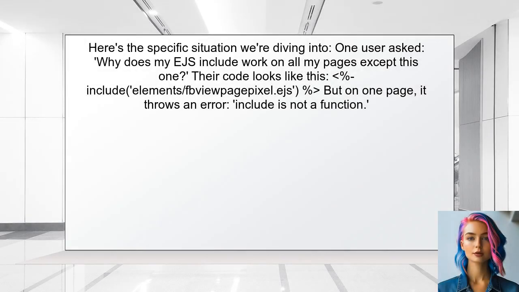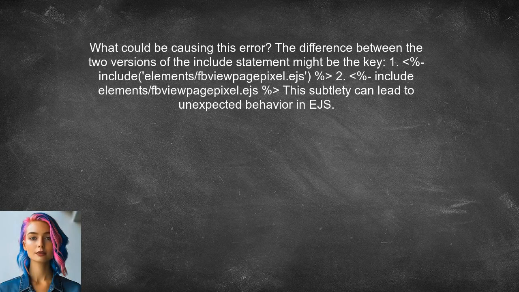Here's the specific situation we're diving into. One user asked, "Why does my EJS include work on all my pages except this one?" They shared that their code looks like this: include elements fb page pixel.ejs. But on one page, it throws an error saying include is not a function. Let's explore this together. So, what could be causing this error?